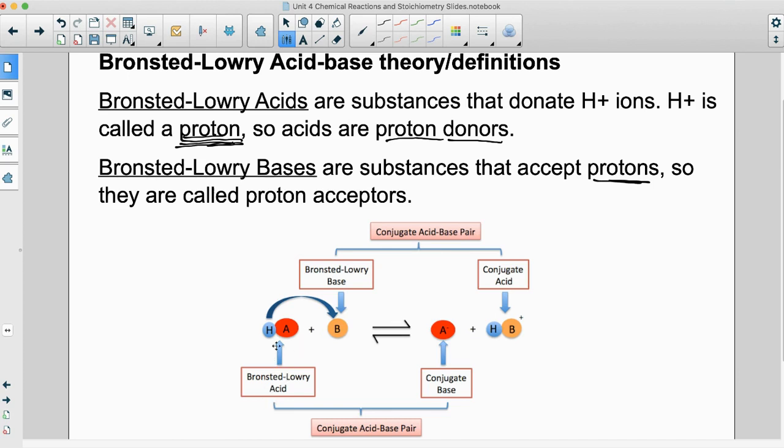So you can see in this picture, here's our acid. Its proton is being transferred to the base, which accepts it. When that happens, this acid turns into A-. These 2 things right here are called a conjugate acid-base pair. The Bronsted-Lowry base has gained a proton, becomes HB+. B and HB+ are called a conjugate acid-base pair. This base is a conjugate pair with its conjugate acid. The acid turns into its conjugate base.